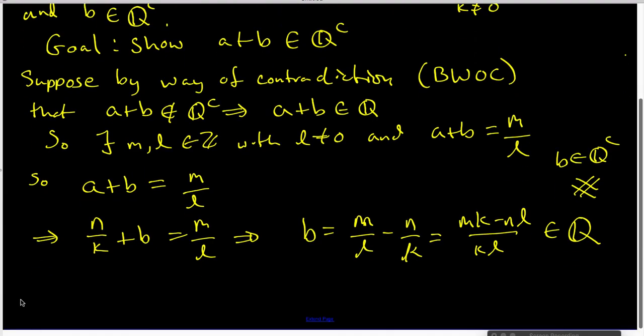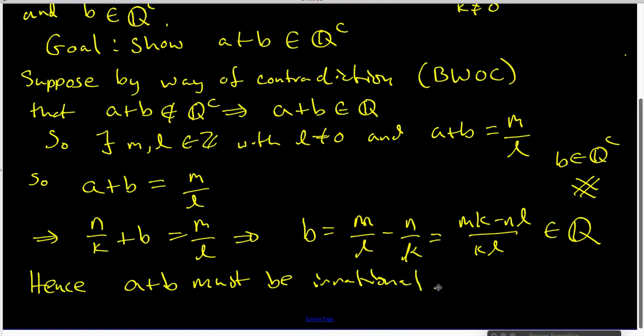And hence, a plus b must be irrational. And that ends this particular proof.